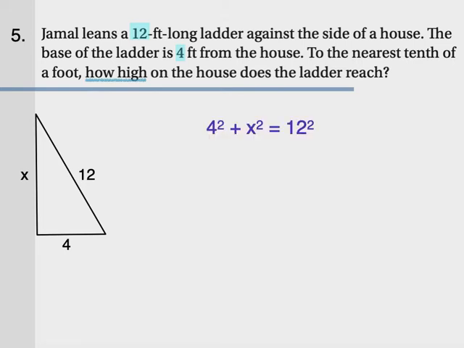So when you use the Pythagorean theorem, your leg sides, your a and b sides, are x and 4, and your hypotenuse is 12. Just like the previous problems, you can solve for x.